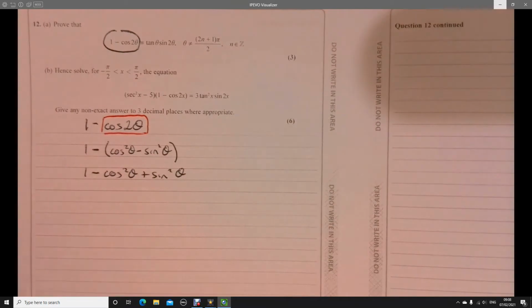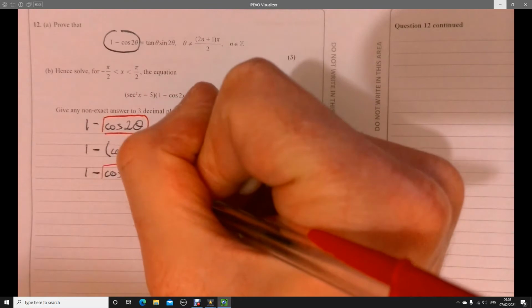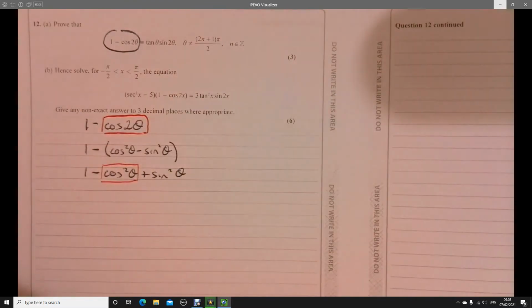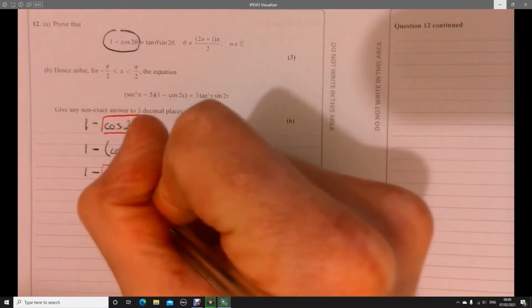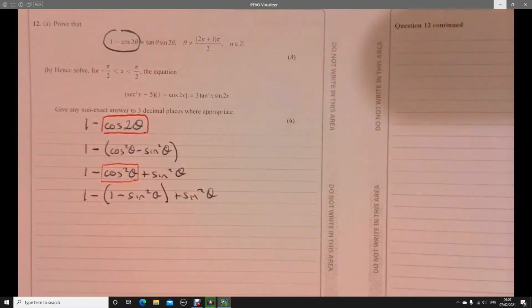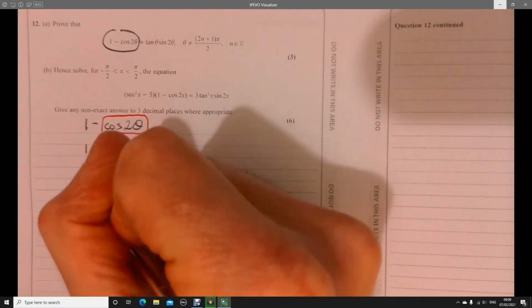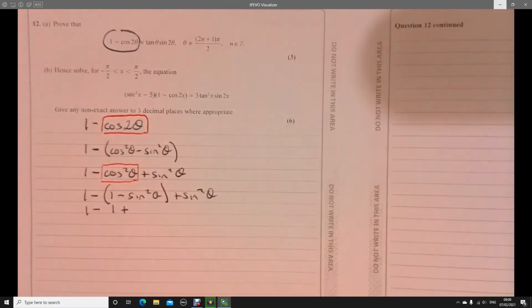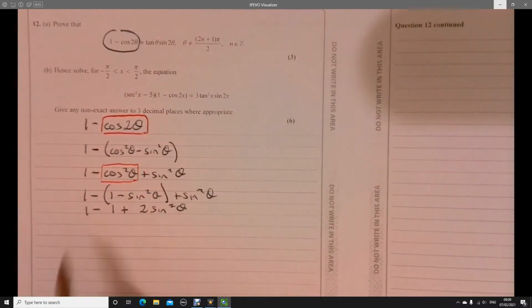Right, let's have another think about where we can go from here. Well, let's concentrate on cos squared theta. Cos squared theta is 1 minus sine squared, just doing it one stage at a time. And we've got plus sine squared theta. Let's just get rid of this bracket. So we're going to have 1 take away 1 plus, now we're going to have 2 sine squared theta. And obviously the ones are going to just disappear quite conveniently.